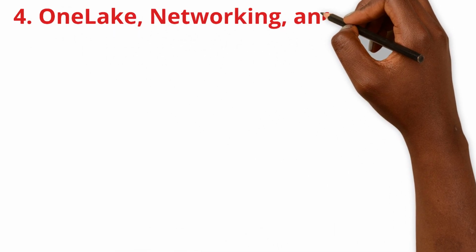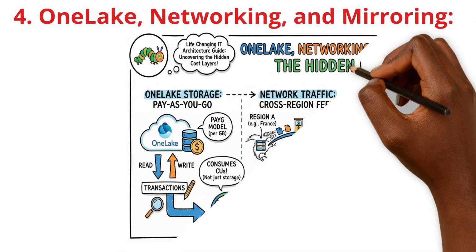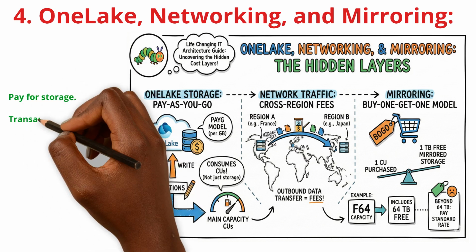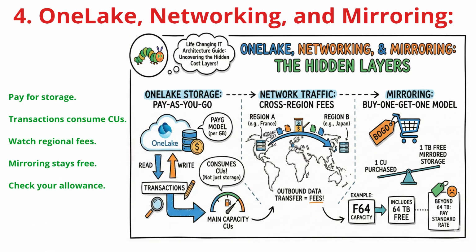While compute power is the star of the show, our Caterpillar guide is here to uncover the hidden layers of the Microsoft Fabric bill. First up is OneLake Storage, which operates on a simple pay-as-you-go model per gigabyte. But here is the catch. Every time you read or write data, those transactions actually nibble away at your main capacity units.